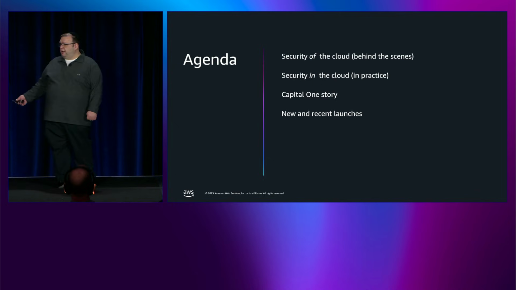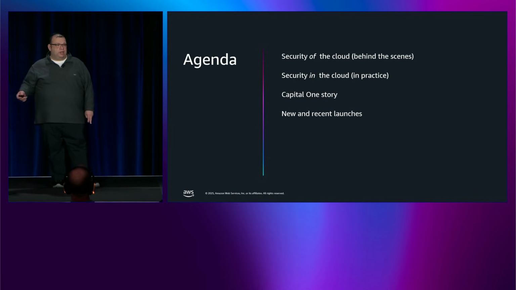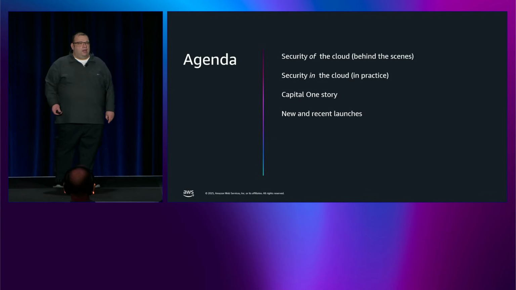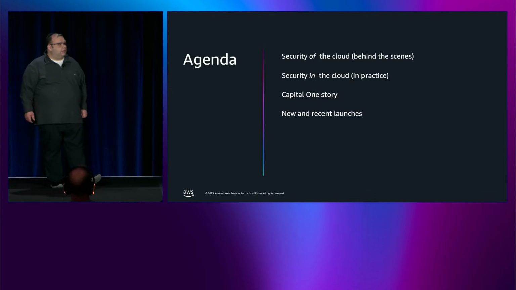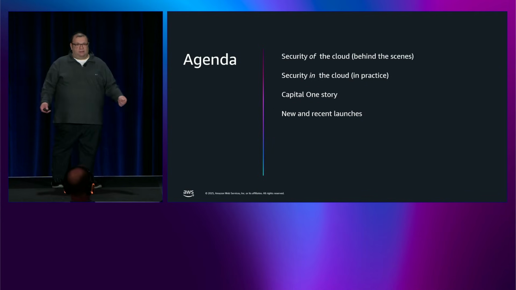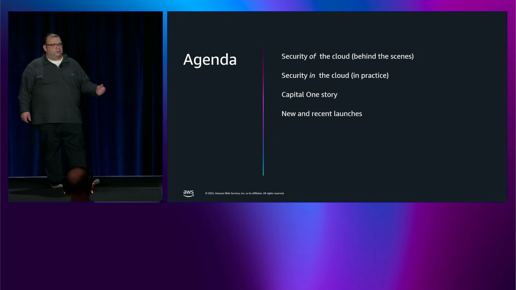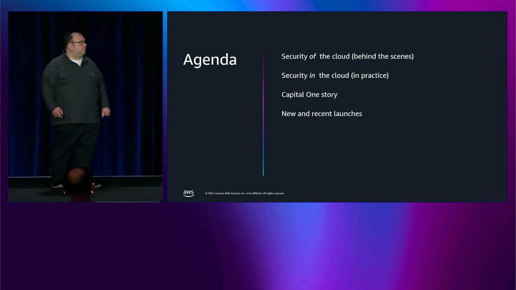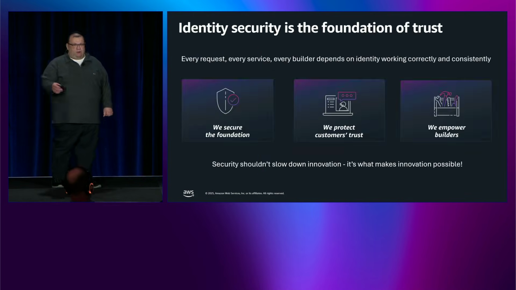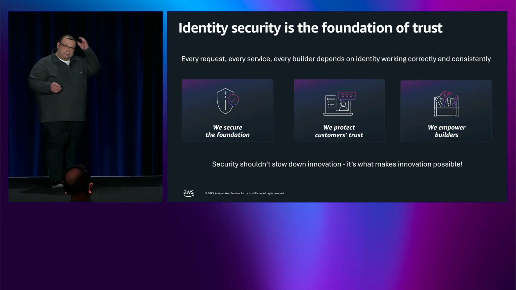Then Chris is going to talk about how they've implemented some of the IAM best practices, including data perimeters and other IAM controls at Capital One. He'll talk about their journey and lessons learned. And then we'll close off with some of the awesome launches that happened over the last week, as well as during re:Invent.